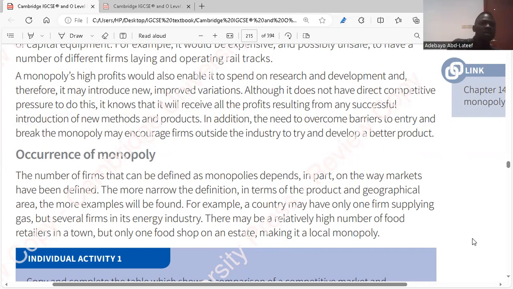Because the market is still not open to new firms, new firms understanding that they can produce goods or services that are better than what that monopoly is producing might start producing a substitute that would attract customers from that monopoly. It might take a long period of time, but it could happen. So the fear of other firms breaking that monopoly would make monopolies start investing in research and development. Is it clear?